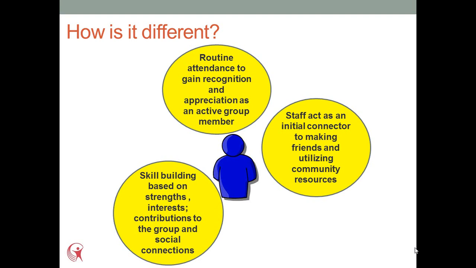Skill building based on strengths, interests, contributions to the group, and social connections. There's a young lady from one of our centers who volunteers at the pet shelter. In the beginning, she waited for staff to tell her what to do. She kind of hung back, waiting for something to happen. And now she goes in on her own.